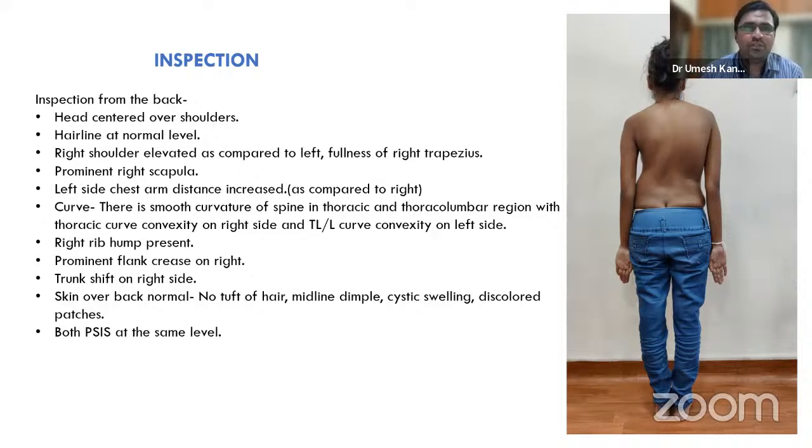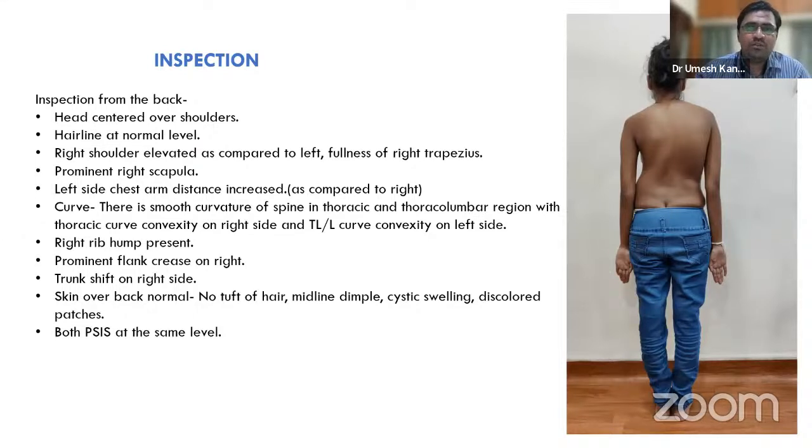Right shoulder appears elevated as compared to the left, with fullness of the right trapezius, prominence and elevation of the right scapula. Left side chest-arm distance increased. There is a smooth curvature of the spine in the thoracic and thoracolumbar region, with thoracic curve convexity on the right side and thoracolumbar lumbar curve convexity on the left side. Right side rib hump present, sir.